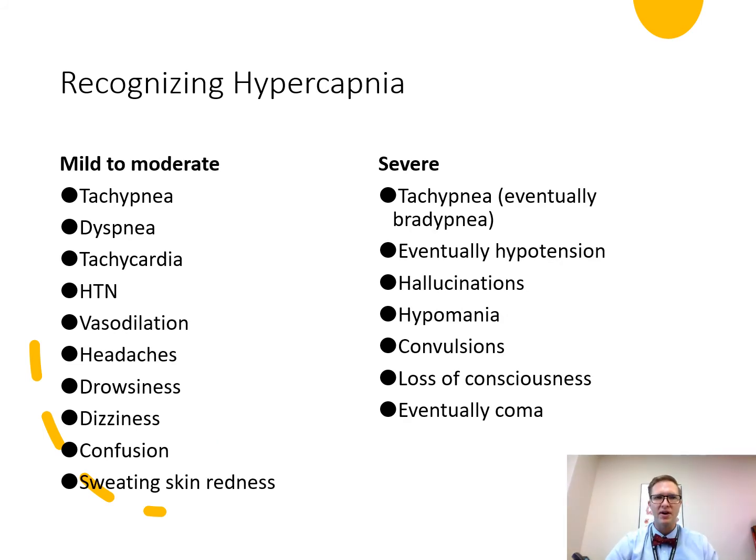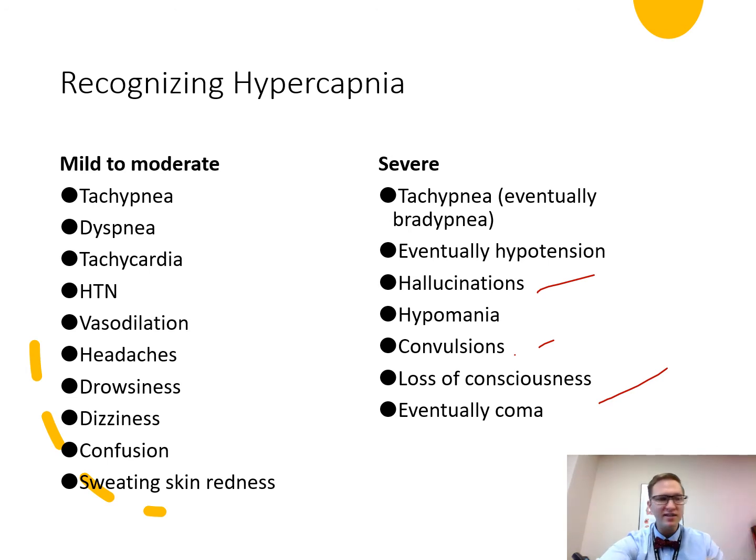What about signs of hypercapnia? This is going to be fairly similar, right? We talked about tachypnea and tachycardia. These things are very common that you'll see between the two. However, you're going to see some differences here with that mild to moderate, and in how aggressively we treat these patients depending on if it's severe. If a patient has a loss of consciousness, convulsions, or hallucinations, that's a sign that their hypercarbia is pretty severe, and we need to be more aggressive about that intervention.